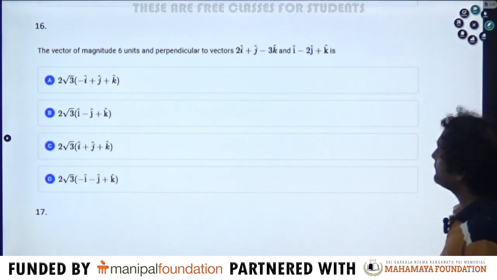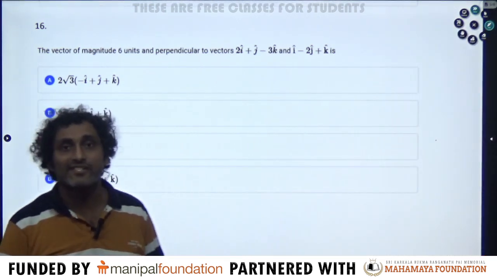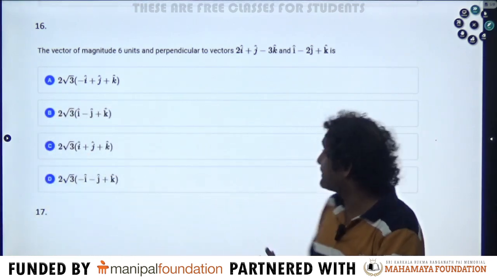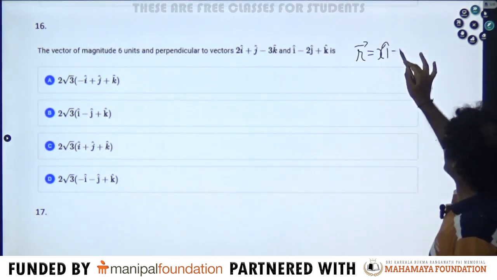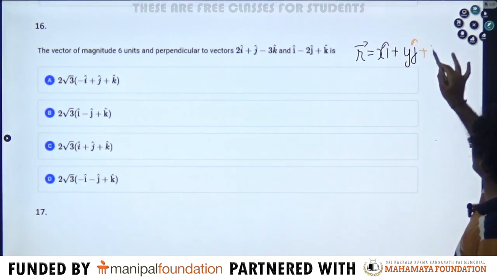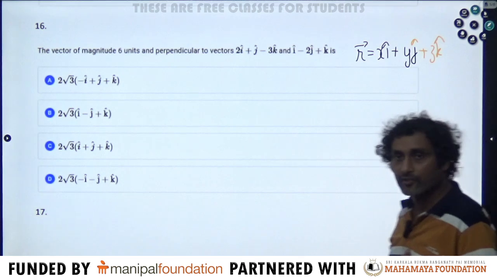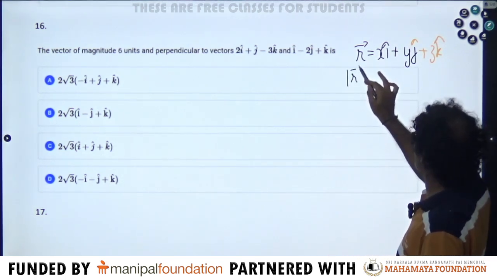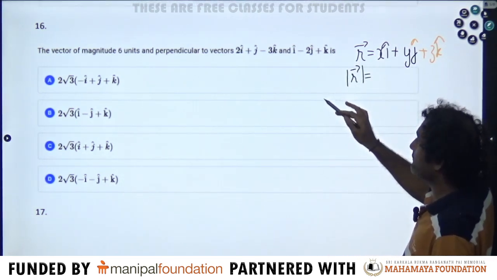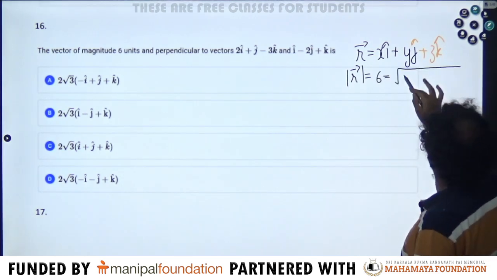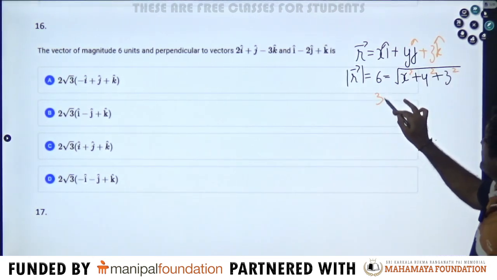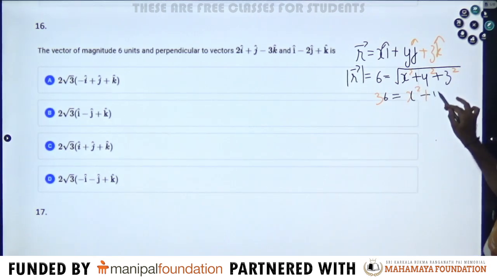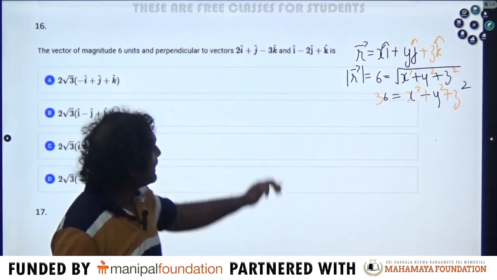Yeah, next one ನೋಡುವ. A vector of magnitude 6 units ಅಂದ್ರೆ, ಆ ಹೊಸ ವೆಕ್ಟರ್ ಬೇಕಾದ್ರೆ ಮ್ಯಾಗ್ನಿಟ್ಯೂಡ್ ಗೊತ್ತಿಲ್ಲ. ಸೊ ಆ ಹೊಸ ವೆಕ್ಟರ್ ಅನ್ನು ನಾವು ಹೀಗೆ ತಗೊಳ್ಳುವ: xi + yj + zk. ಮ್ಯಾಗ್ನಿಟ್ಯೂಡ್ ಏನು? I think it's given 6, but how do you get magnitude? x square plus y square plus z square ಅಲ್ವಾ. ಸ್ಕ್ವೇರ್ ಮಾಡಿ 36 is x square plus y square plus z square.